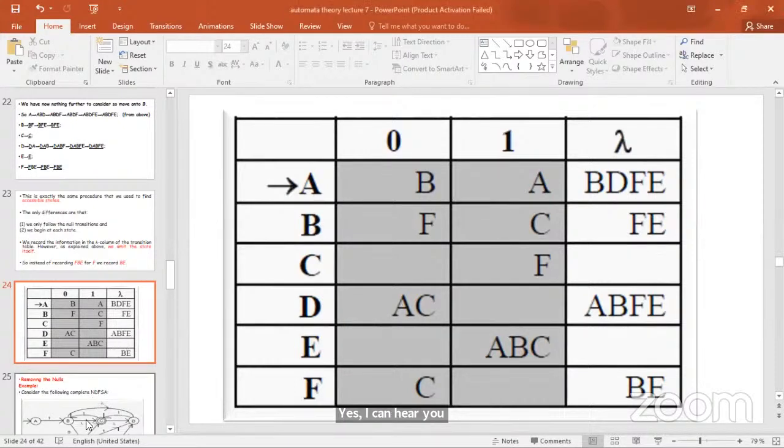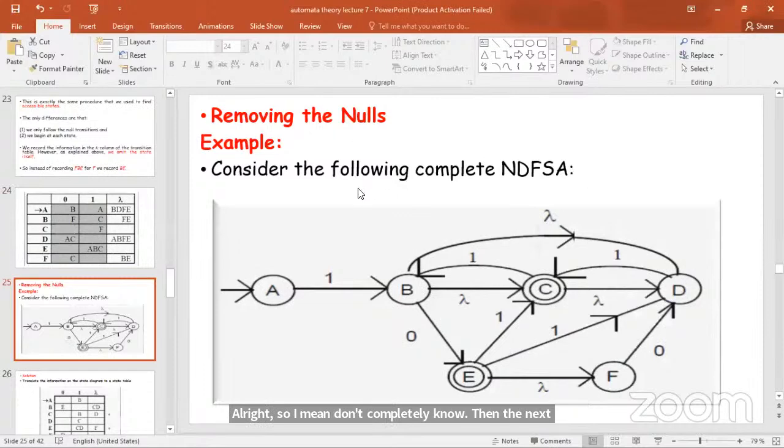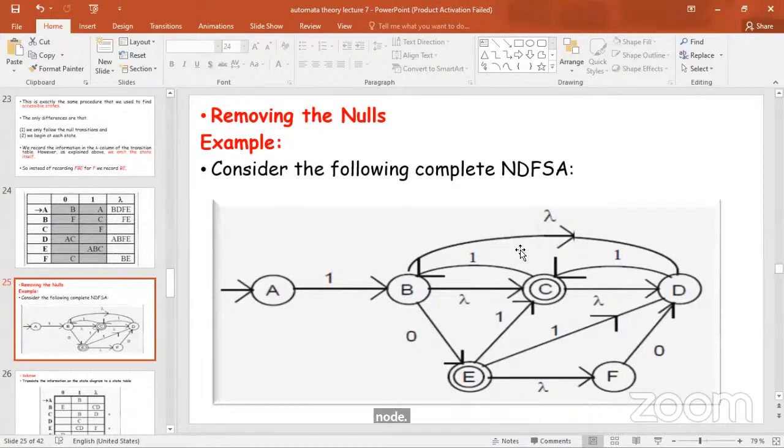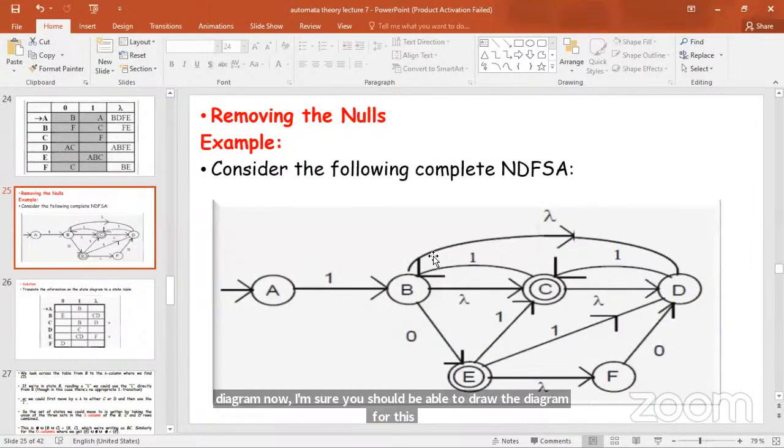Let me continue. So the next thing is removing the null. All right. So having done completing the null, then the next thing is removing the null. Now consider the following complete non-deterministic finite state automata. So try to remove the null. So what do you do? You draw the diagram. Now I'm sure you should be able to draw the diagram for this. So let's just see how to draw the diagram together.